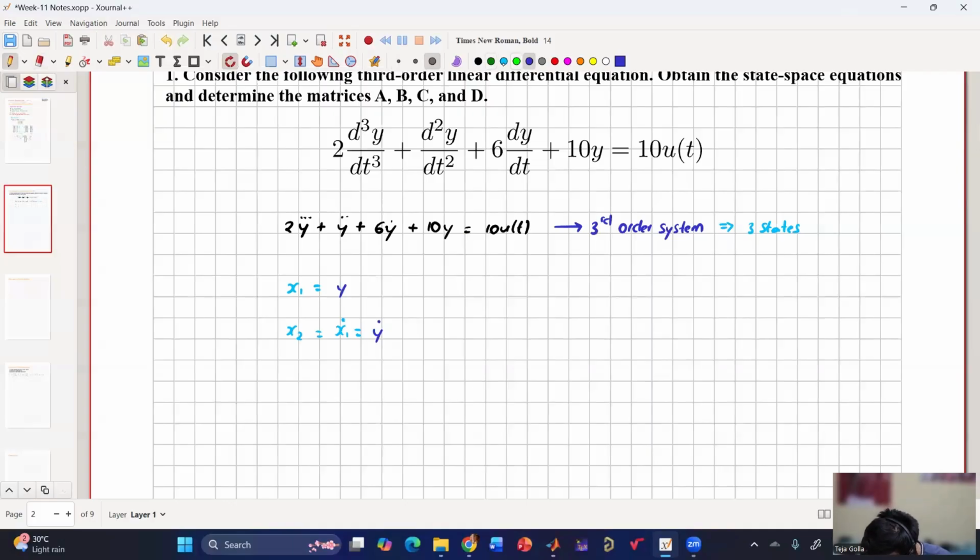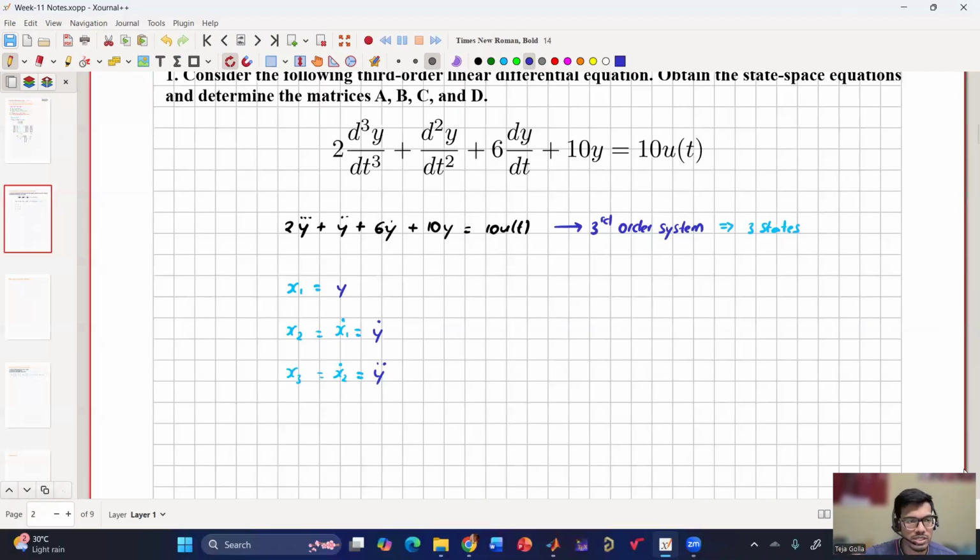And now x3 is x2 dot, which is x1 double dot, or I could say y double dot. So I'm choosing my states in such a way that they are the derivatives of a variable y. Here y is a variable, y need not be output, or maybe it is an output also. And how do I know that I have to stop at 3? Because I know that the system is third order, so I have to consider three states. So I have considered y, y dot, and y double dot.